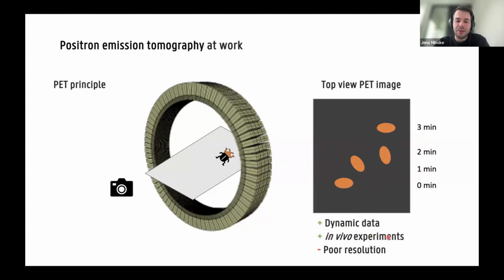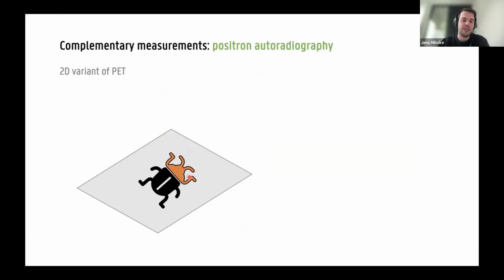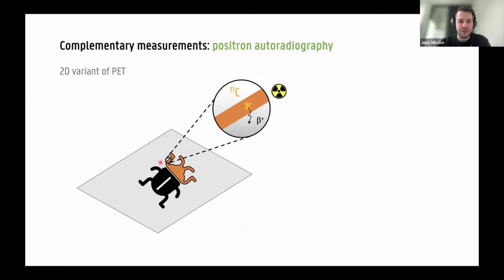PET allows in vivo experiments because Mark was very much alive, and the only drawback is that the resolution is somewhat poor. But positron emission tomography can be complemented with positron autoradiography. In this technique, which is actually the 2D variant of PET, we place Mark, which can perfectly be done after a PET experiment, on a phosphor screen. And this phosphor screen detects the positrons.